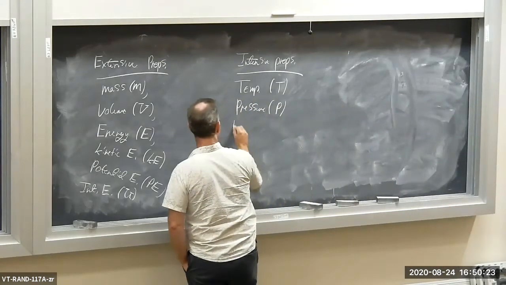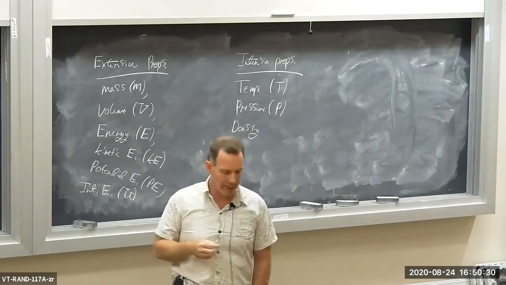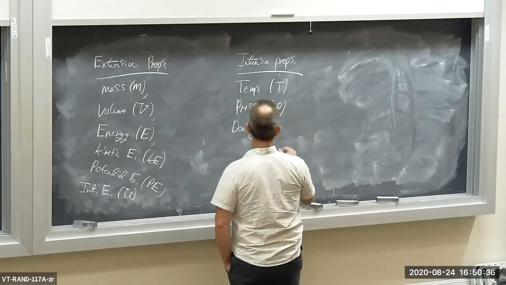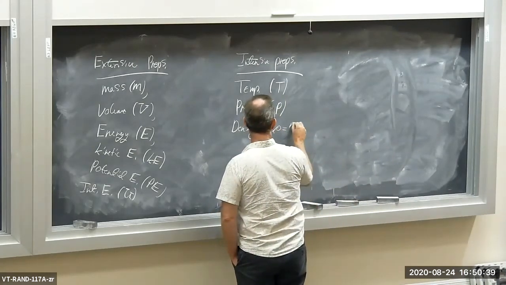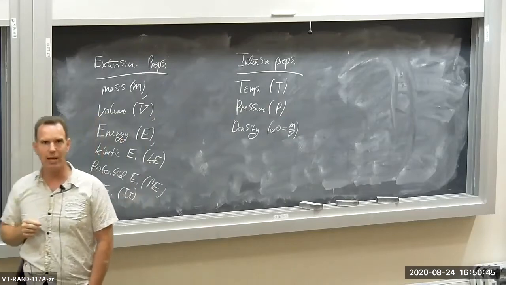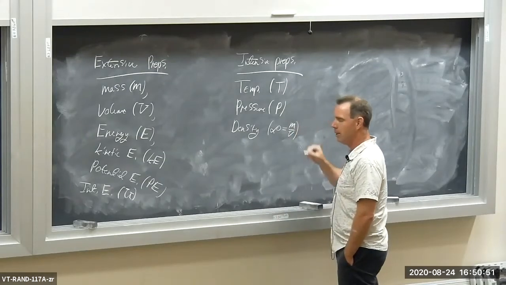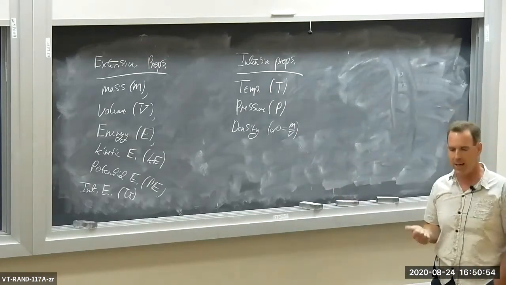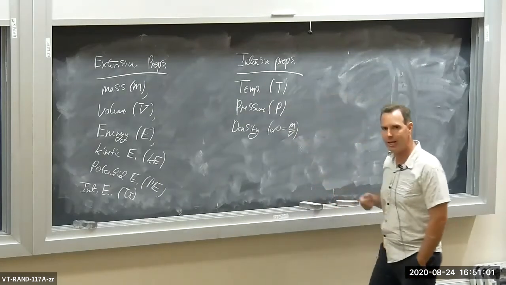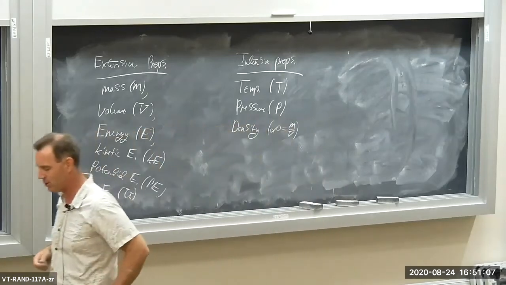Density. Why might density be intensive? Well, density is a mass divided by a volume. The Greek letter rho is a mass divided by a volume. Mass and volume are both extensive, and therefore the dependency on the system scale cancels out. If you double the size of a system, you double its mass and you double its volume, and the doubling cancels out in the ratio. So density is intensive. It doesn't depend on the size or scale of the system.